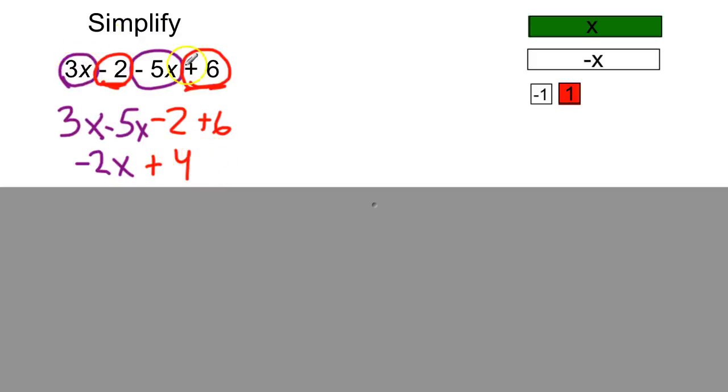So again, you look, what terms are the same? Those are called like terms. And then you combine them. 3x minus 5x, we got negative 2x. Negative 2 plus 6, we combine those and we got plus 4.